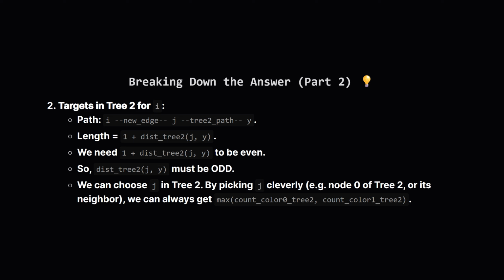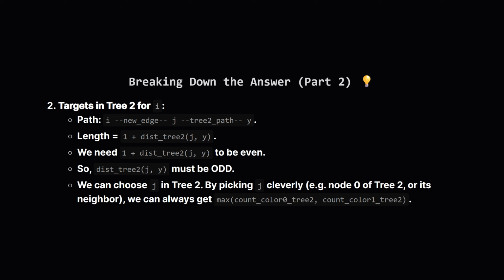Now for the second part. Nodes in the second tree. The path from i is the new edge to j, then the path from j to the node. The length is 1 plus the distance from j to the node. For this total length to be even, the distance from j to the node within the second tree must be odd.